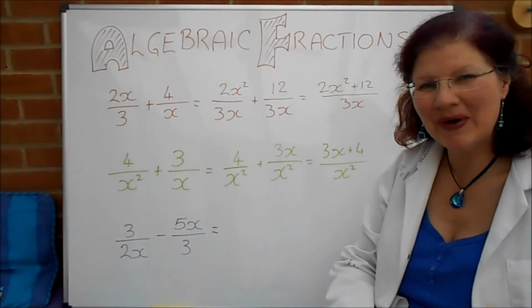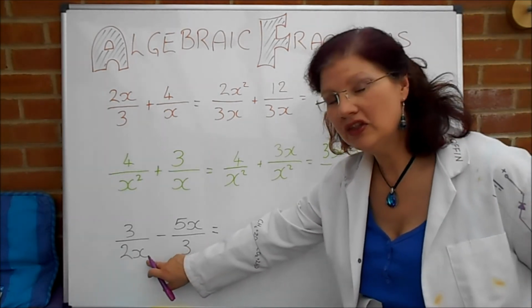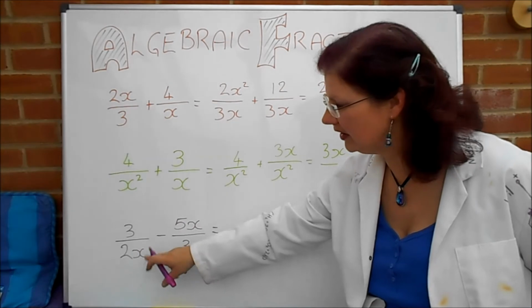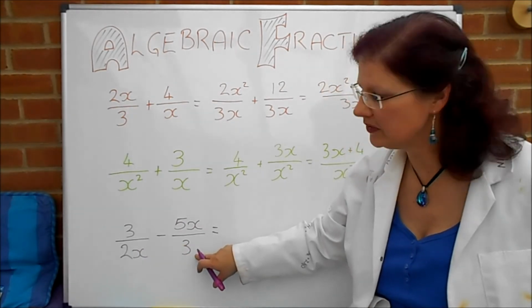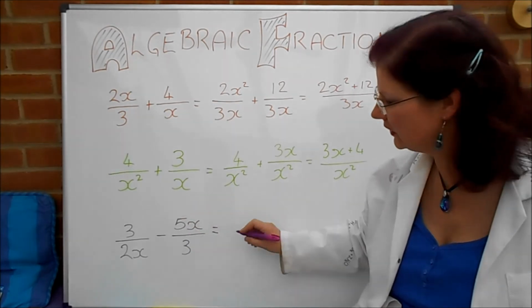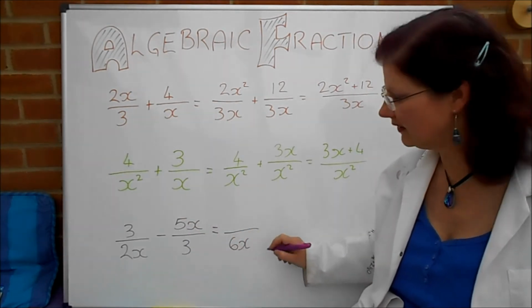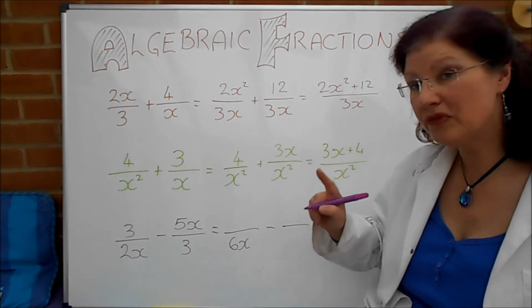Right, let's look at the purple one. Now for the bottom number on here, we're going to need something that 2x is in its times table and something that's in the 3 times table. Okay, so we're going to need 2's go into it and 3's go into it and x's go into it. So the smallest thing we've got is 6x. Remember, it's a minus.